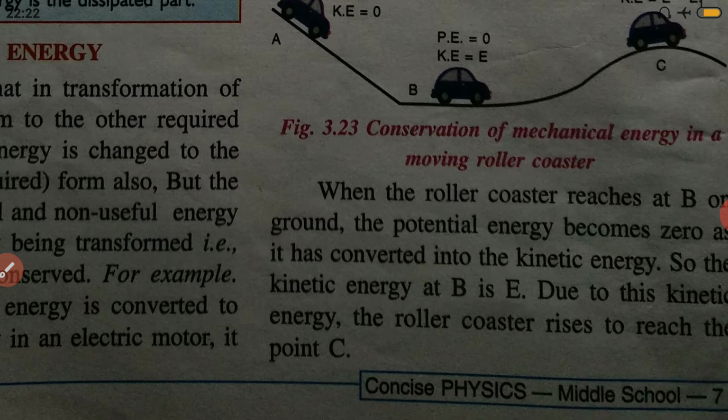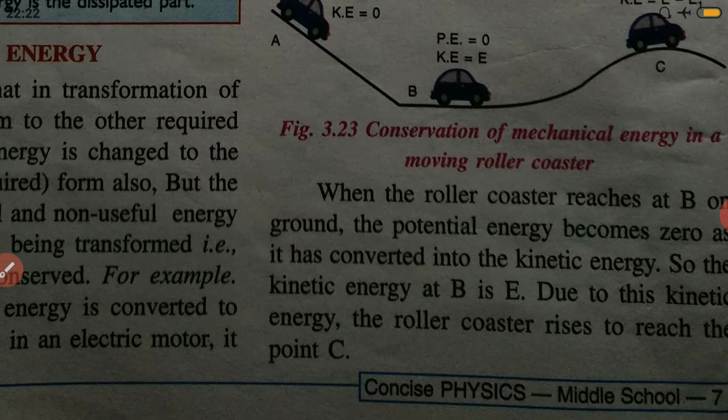So when the roller coaster reaches B on the ground, the potential energy becomes 0 because there is no height. As I have said, it has converted all into kinetic energy. So the kinetic energy at B is E. That means if it is 100, it will be 100. If it is 400, it will be 400, because all the potential energy has converted into kinetic energy. Due to this kinetic energy, the roller coaster rises to reach the point C. Okay, and again all the kinetic energy will change into potential energy provided there is no friction. Suppose the road is very rough, some energy is taken by the friction also.